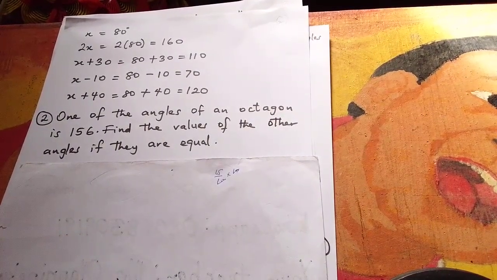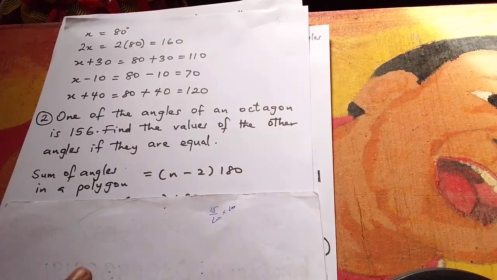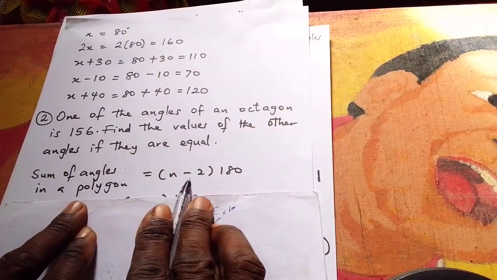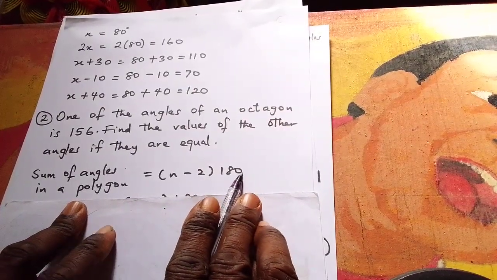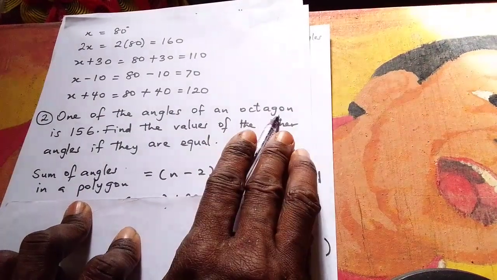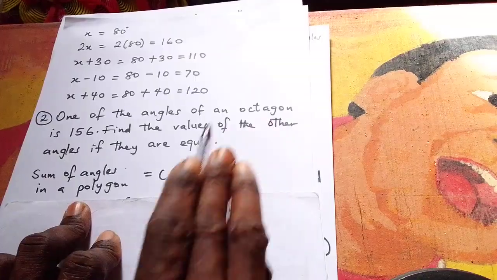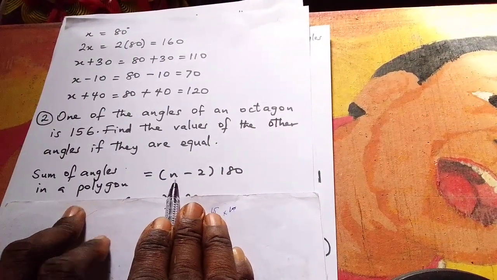Now, you are given only one angle in that octagon. First of all, what is the sum of angles in an octagon? So you will use the formula for the sum of angles in a polygon, which is (n minus 2) times 180. An octagon has 8 sides. So the value of n here will be 8. Substitute 8 for n.